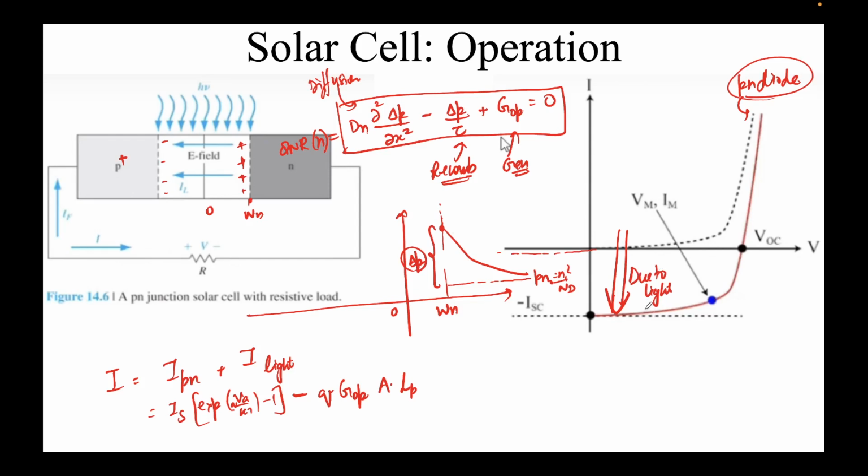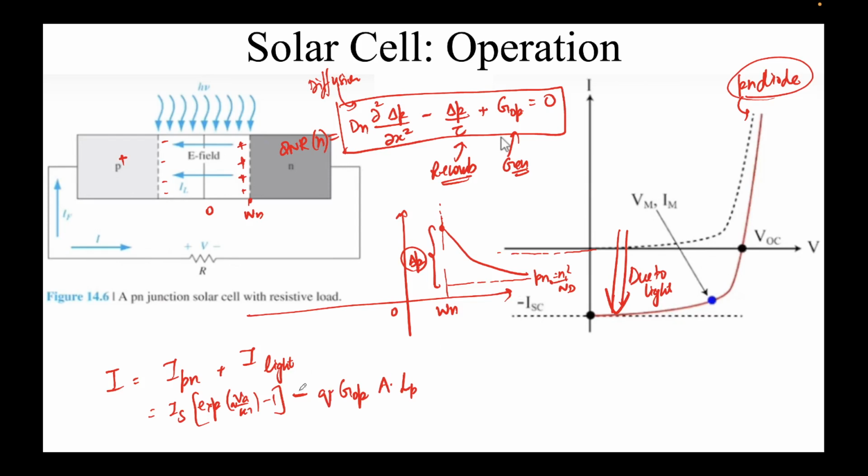Okay, now some key things that we can really relate to: even if you don't apply any bias, that is V equal to 0, some current is flowing. What will be that current? That current will be exclusively due to light, because if you put V_A equal to 0, this first term due to the PN junction comes out to be 0. e to the power 0 is 1, 1 minus 1 is 0. So all the current that you're seeing is just due to shining of light. Sometimes this is I_SC or short circuit current, also known as the photocurrent.